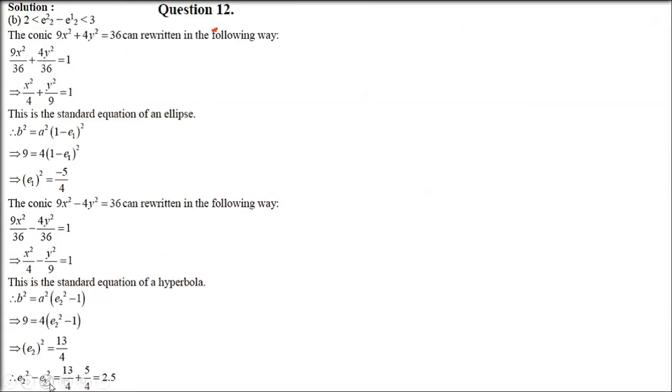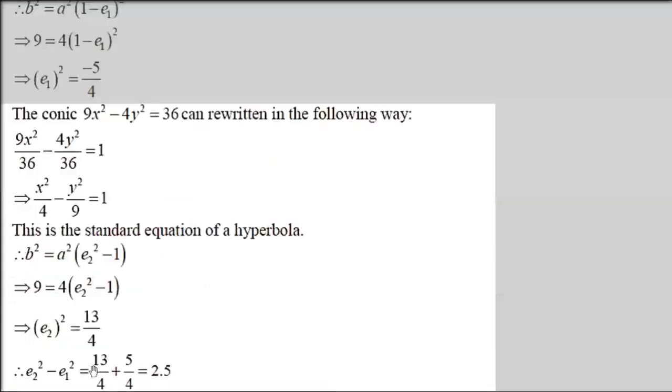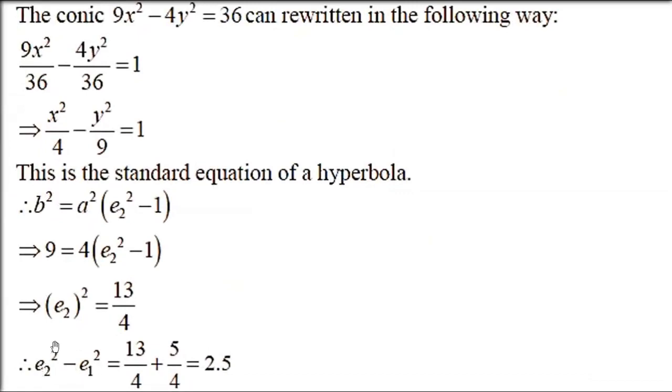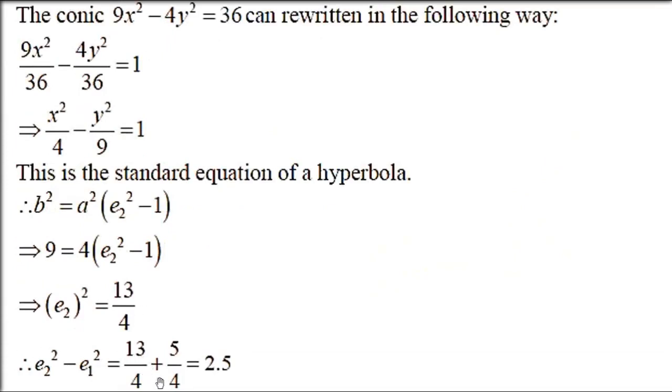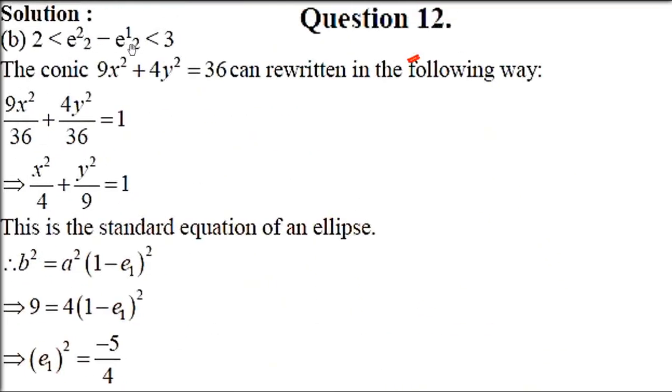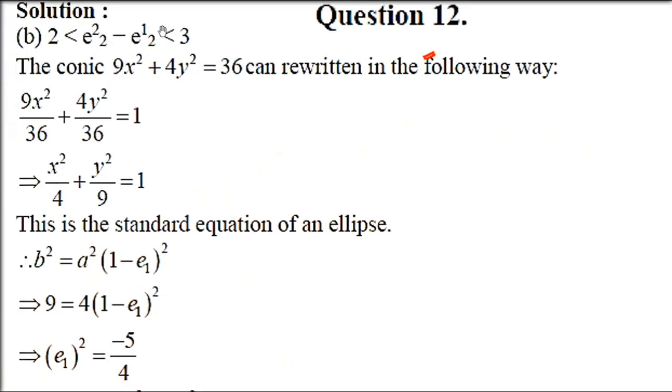We found out E1 square. We found out E2 square. Now subtract them. When you subtract, you are going to get 13 by 4 plus 5 by 4, which is 18 by 4, which is 9 by 2, and that is going to be 2.5. Because E2 square has come as minus 5 by 4. So you say 2.5, and 2.5 is between 2 and 3.